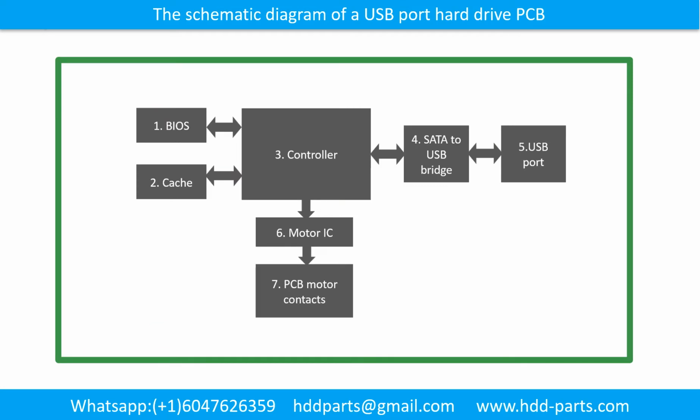The schematic diagram of a USB port hard drive printed circuit board. This picture shows the schematic diagram of a USB port hard drive printed circuit board and the basic components of the printed circuit board. The basic components are: 1. BIOS, 2. Cache, 3. Controller, 4. SATA to USB bridge, 5. USB port, 6. Motor IC, 7. PCB motor contacts.